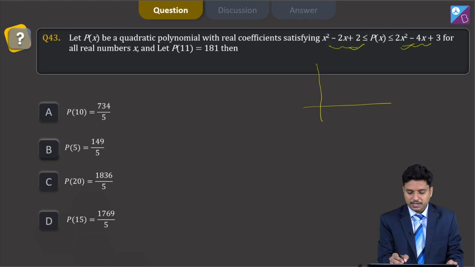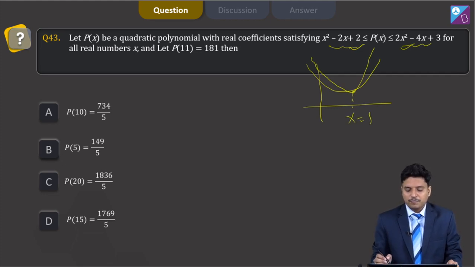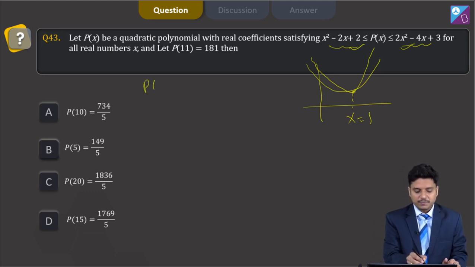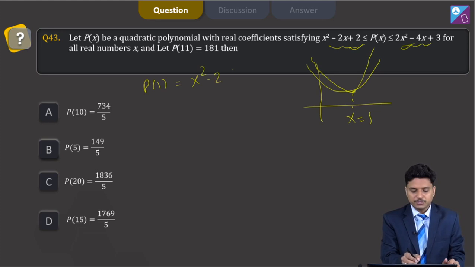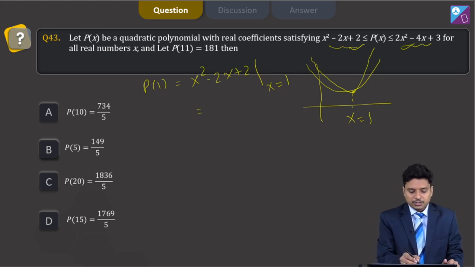So what you can say about P(x) is that x² − 2x + 2 will be something like this, and 2x² − 4x + 3 will be something like this, and both will have their minimum value at x = 1. So obviously P(1) will have no choice but to attain the value of these functions at x = 1, because P(x) lies in between the values of x² − 2x + 2 and 2x² − 4x + 3. So P(1) will be equal to x² − 2x + 2 calculated at x = 1. So this will be equal to 1 + 2 − 2, which is equal to 1.